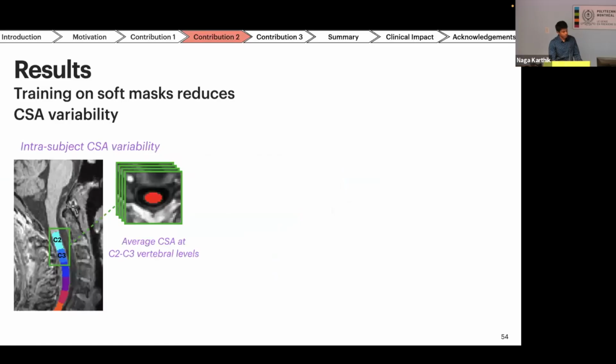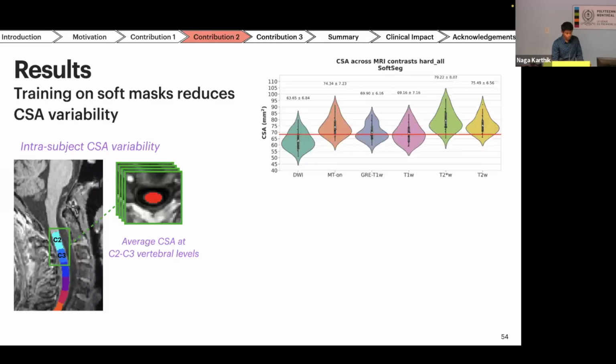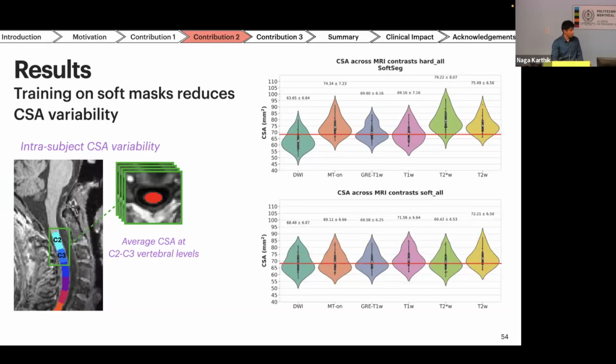So for the validation, we used this intra-subject CSA as the metric. What this is essentially, once we have the segmentation, we take the slices in the C2, C3 vertebral level, and we average the area of the cord across these vertebral levels, and we plot them. And what we see here is the cross-sectional area obtained by training on hard masks, so the first step in the pre-processing. You can see the violin plots are not on a straight line. There's a variability across contrasts, and this is what we wanted to reduce. While training with soft masks, we can see that the discrepancy between contrasts has reduced. So this is what I mean by training on soft masks reduces CSA variability.